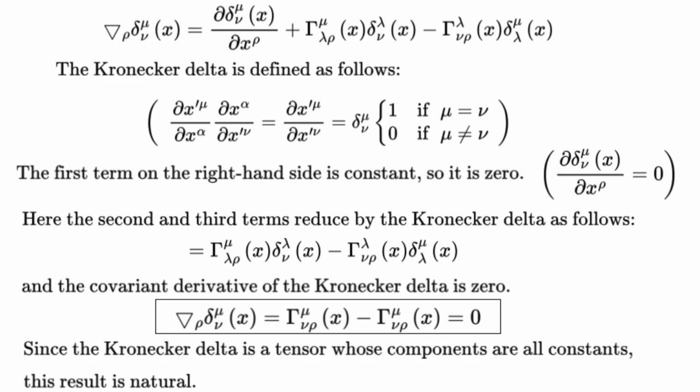The Kronecker delta is defined as follows. The first term on the right-hand side is constant, so it is 0. Here the second and third terms reduce by the Kronecker delta as follows, and the covariant derivative of the Kronecker delta is 0. Since the Kronecker delta is a tensor whose components are all constants, this result is natural.